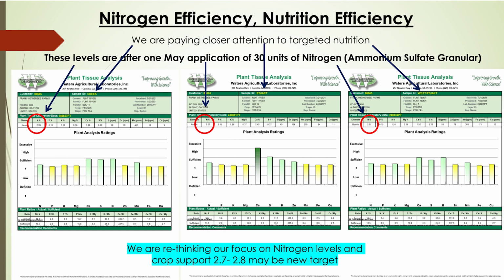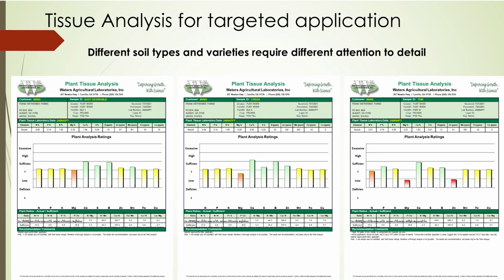So you can see the nitrogen levels here, and the takeaway on these nitrogen levels is the efficiency of uptake. The only nitrogen we had put out was in mid-May, 30 units of ammonium sulfate granular, and our nitrogen levels are very acceptable. They weren't like this across the board, don't get me wrong, but these are very acceptable levels, and this was pretty typical of the plant analysis. Different soil types and different varieties are going to require different attention to detail.